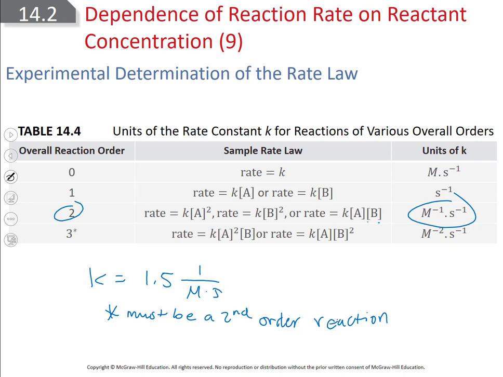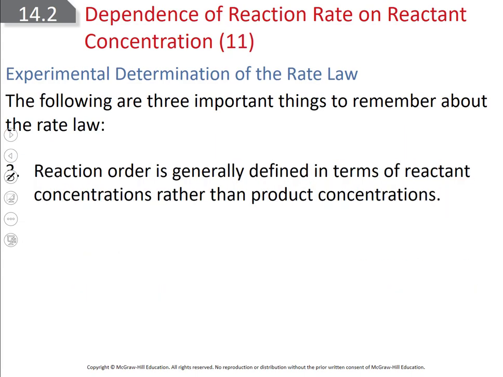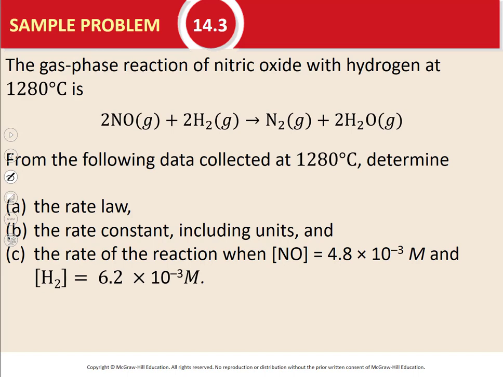All right, ready to try an example? All right, so the gas phase reaction of nitric oxide with hydrogen at 1,280 degrees Celsius is given below. 2 nitrogen monoxides plus 2 hydrogens makes a nitrogen and 2 waters. From the following data collected at 1,280 degrees, that's images on the next slide, determine what the rate law is, the rate constant including its units, and what rate you would expect for the reaction given the following initial concentrations of the 2 reactants.